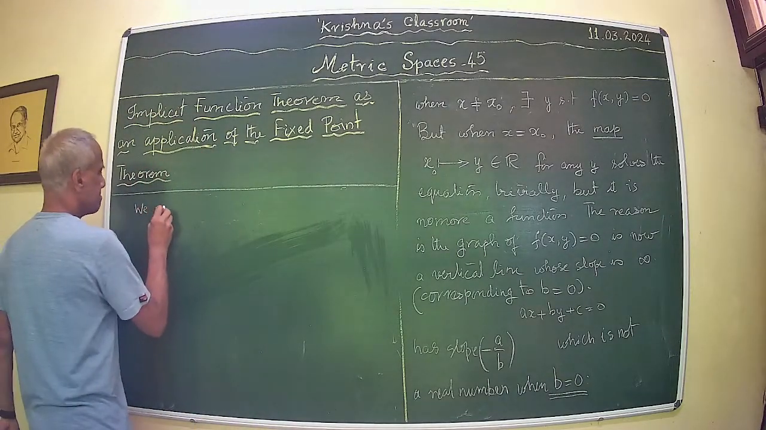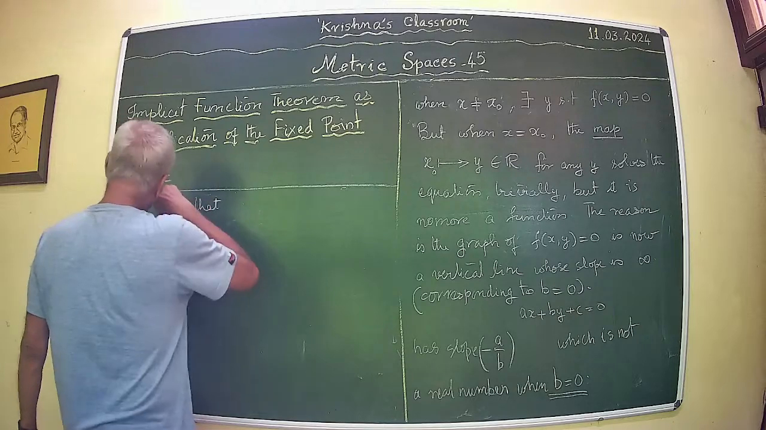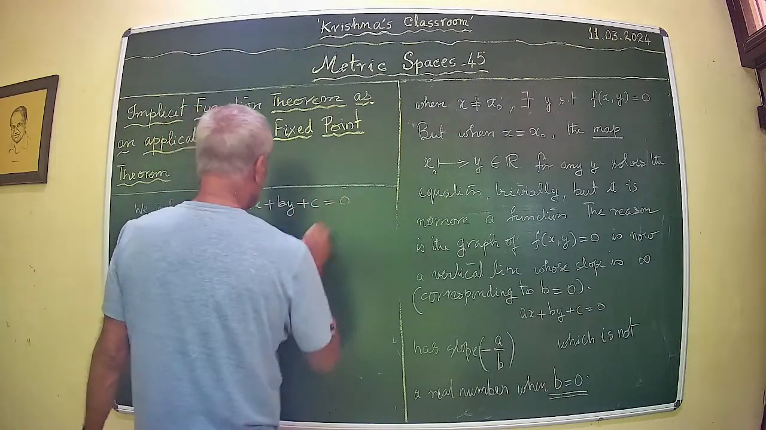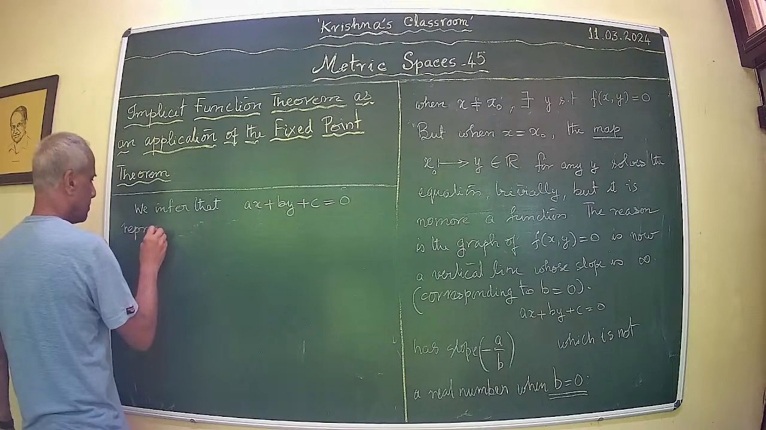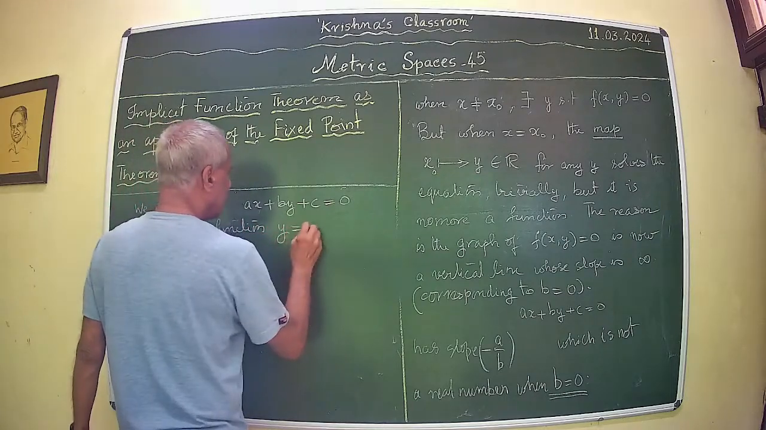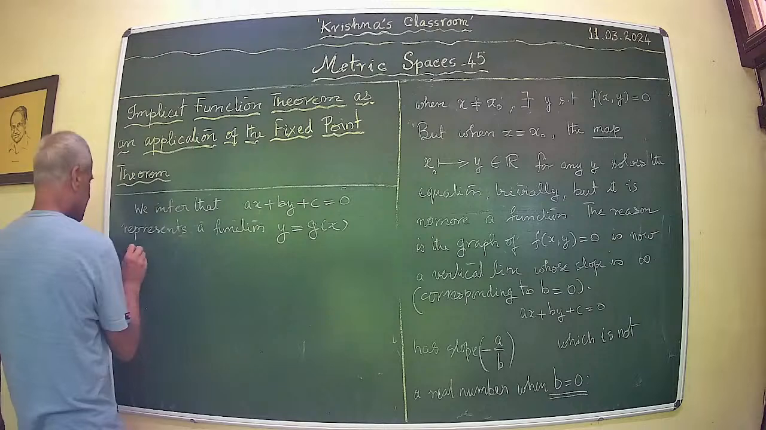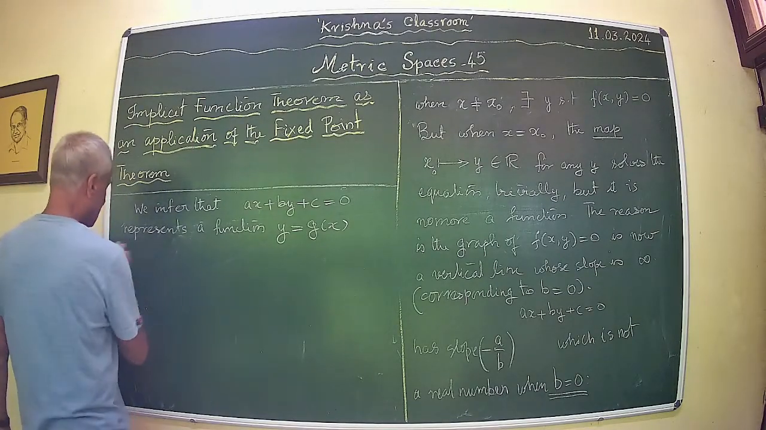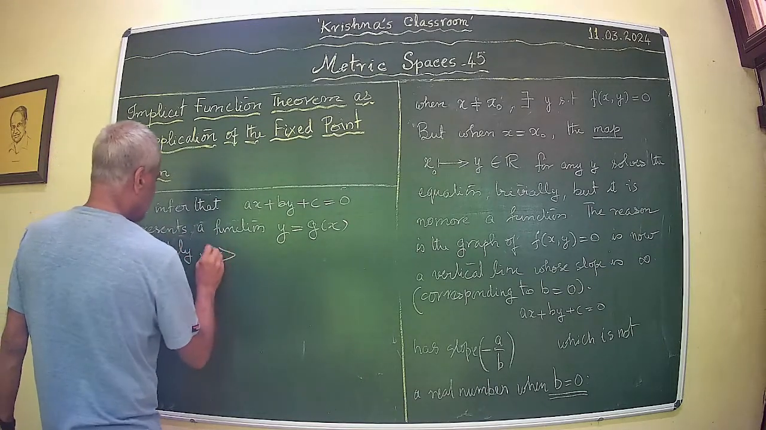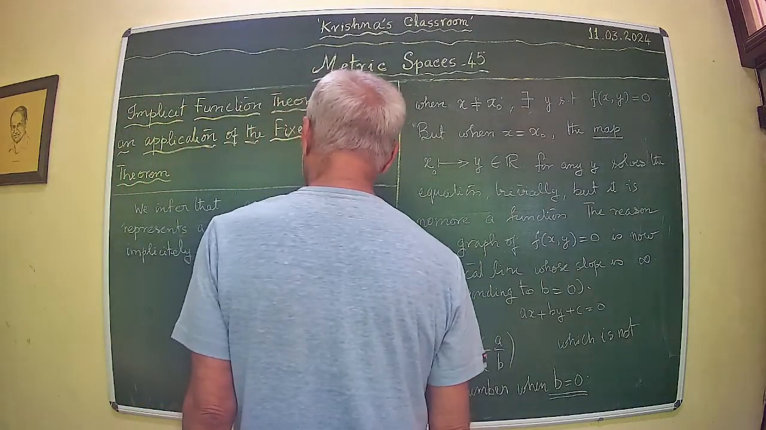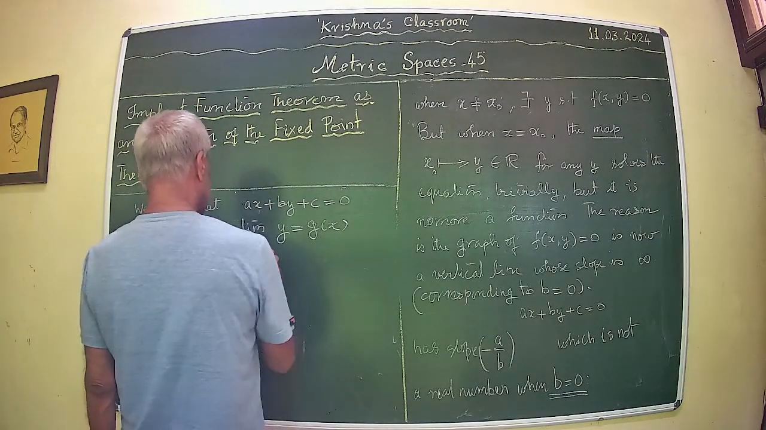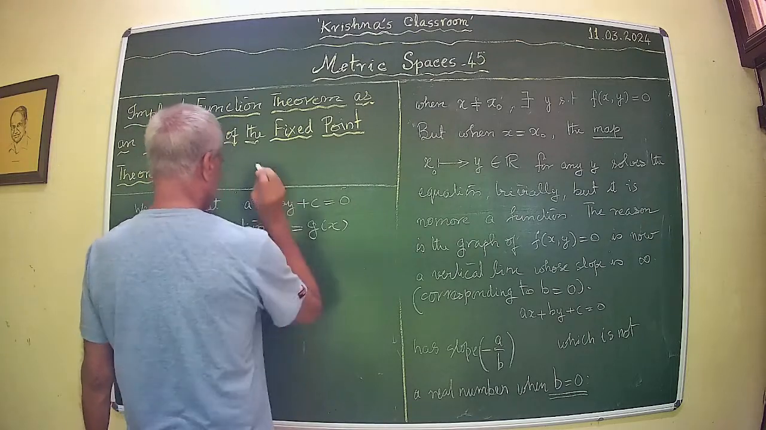Therefore, we infer that ax plus by plus c equal to 0 represents a function y equal to g of x, let us say, implicitly, if and only if b is not equal to 0.